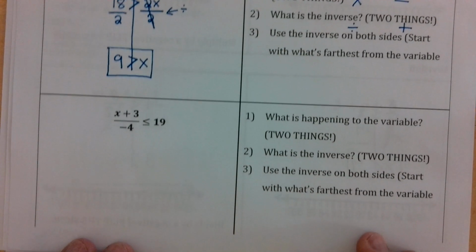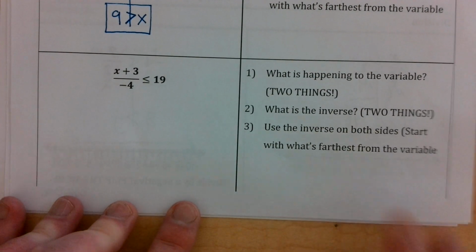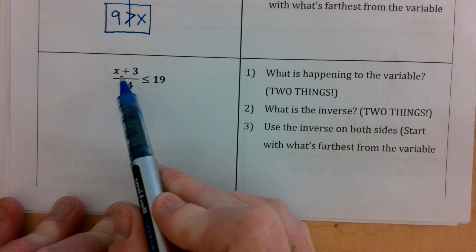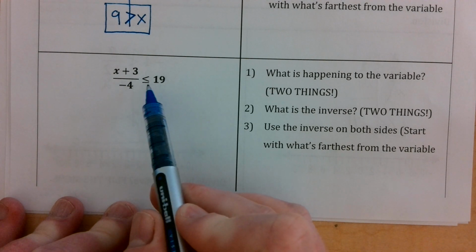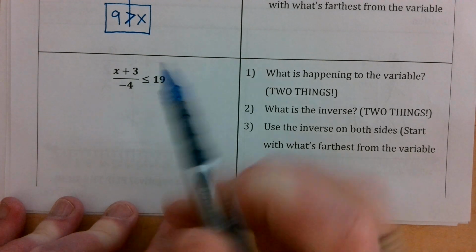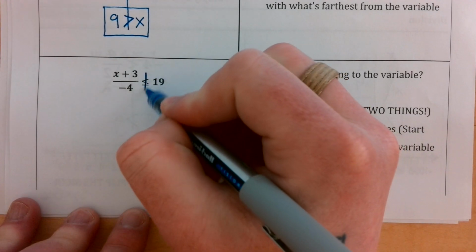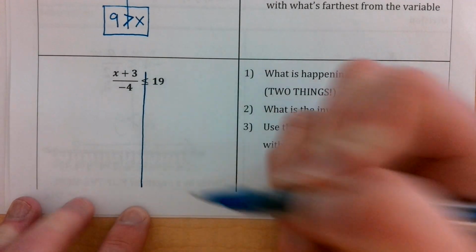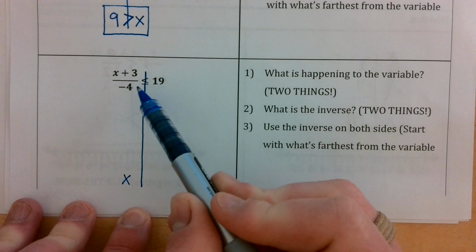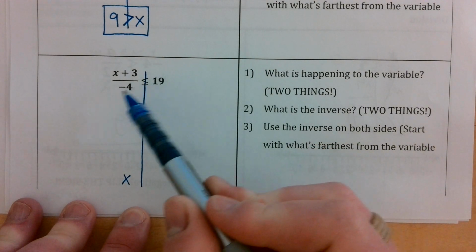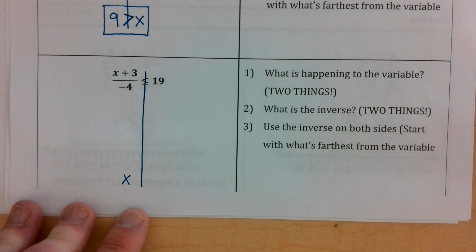All right, let's look at the bottom here. Here we have x plus 3 divided by negative 4 is less than or equal to 19. I'm going to draw my line down the inequality sign. Our variable is x, so I'm going to put that at the bottom. I don't know if we're going to flip yet, because I see a negative over here, and that makes me nervous. So I'm not going to put my inequality sign at the bottom yet, because it might flip.